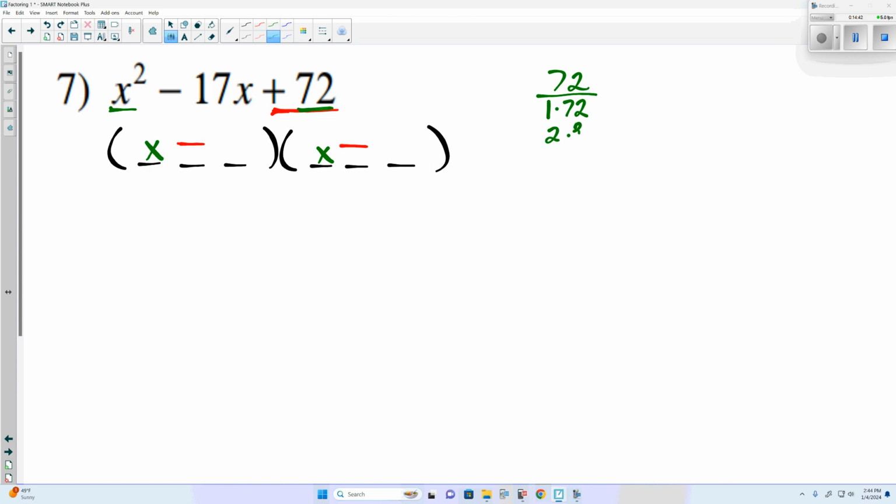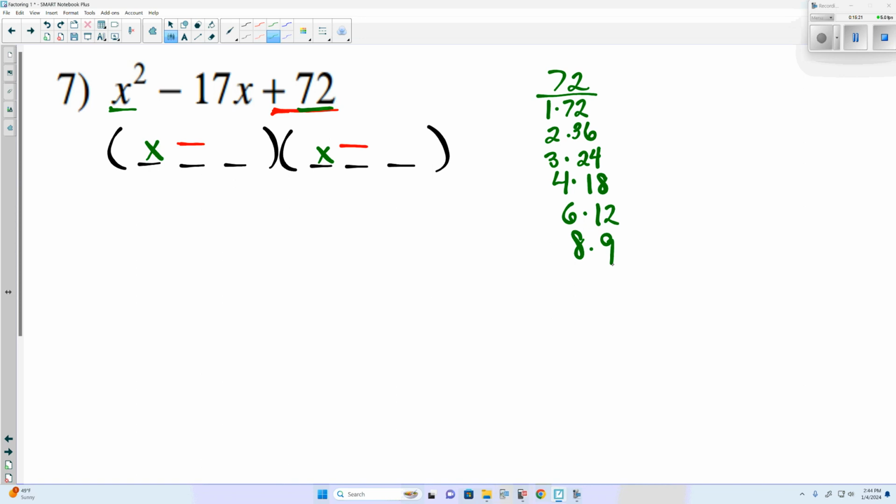We have 2 and 36, 3 and 24, 4 and 18. 5 doesn't work. At 6 and 12. 7 doesn't work, but 8 does. We have 8 and 9. Now, for the most part, we can use a calculator to find most of these factors, going one at a time.